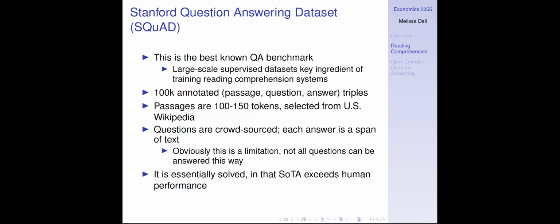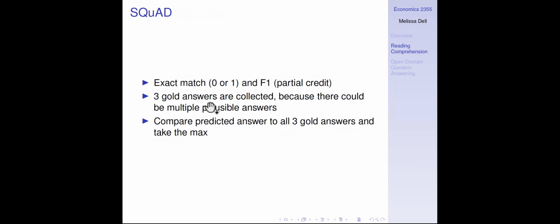Today, SQuAD is essentially solved. The state of the art performance on SQuAD exceeds human performance. The way that this data set evaluates performance is you can have an exact match, so you exactly match the span of text, or you can have partial credit, so you get part of the answer right, but not the whole thing. And of course, if you're asking a question, there may be different plausible answers, different spans of text that answer it in the passage. And so they collect three gold answers, which are the correct ones, and they compare the predicted answer to all three and take the max score.